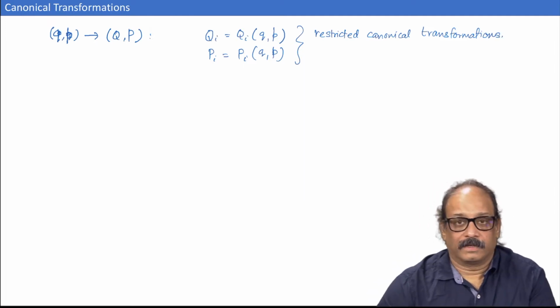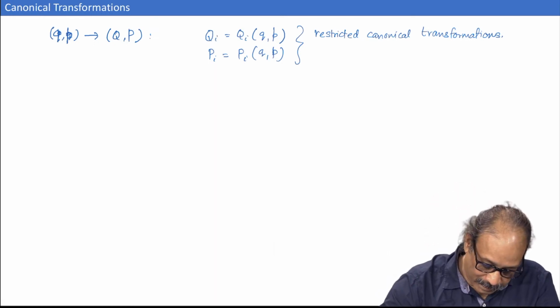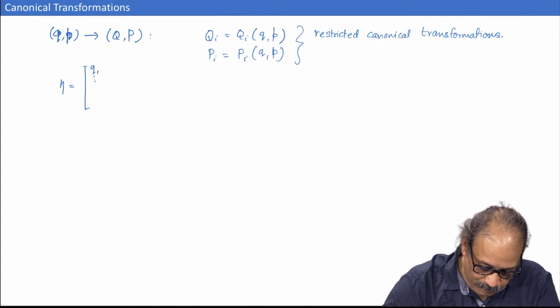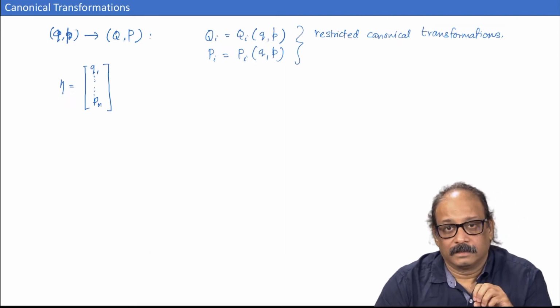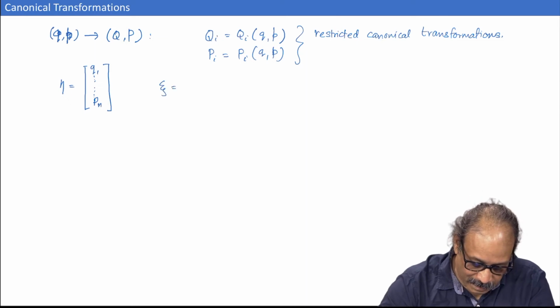Okay. Now, let us see. Let us put this in the proper form, in the matrix form. So, your eta is of course a column matrix containing q's, so q1 and all the way up to Pn, and the new variables I will put them in a matrix and call them by the name xi. So, xi contains capital Q1 all the way up to capital Pn.